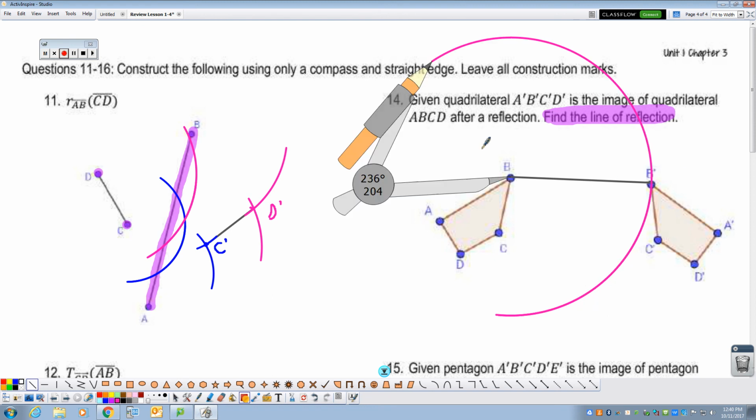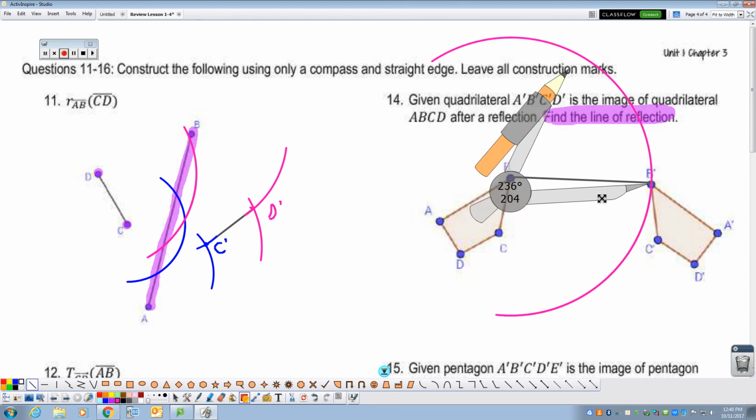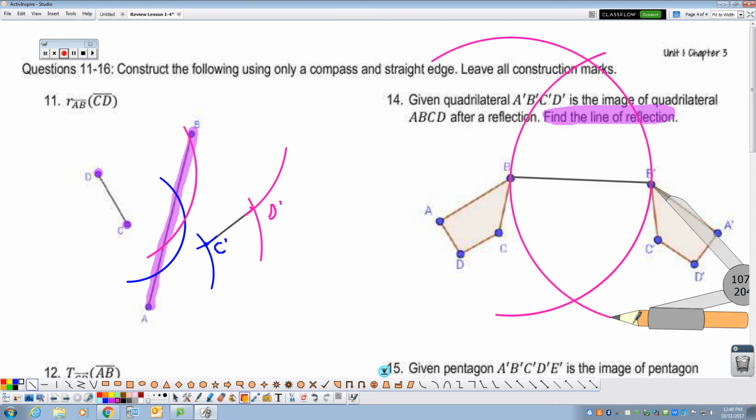We draw an arc from B and also from B prime. And when we connect those, that perpendicular bisector is my line of reflection. And I'm going to include arrows because it is technically a line of reflection. And that's it, we're done.